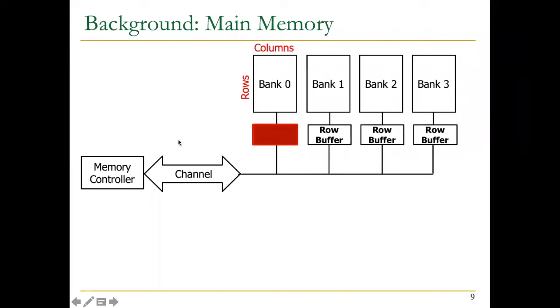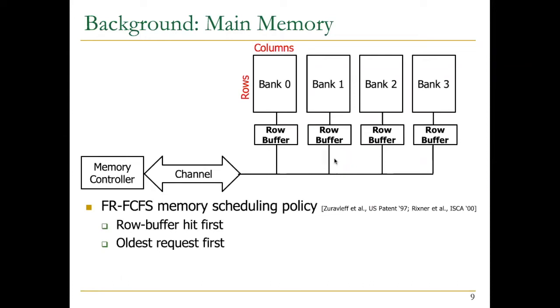So okay, today's memory controllers take advantage of this row buffer. Basically, they use a scheduling policy called first ready, first come, first serve, where they prioritize the requests that hit in the row buffer first, because those requests are row buffer hits, and they're much faster than requests that don't hit in their row buffer and that require opening up or activating another row in the bank. And all else being equal, they prioritize older requests over others.